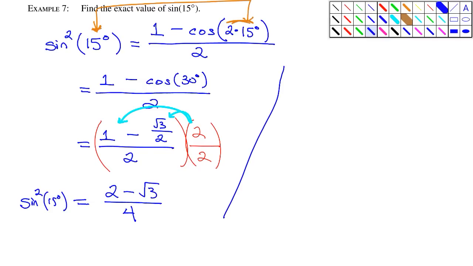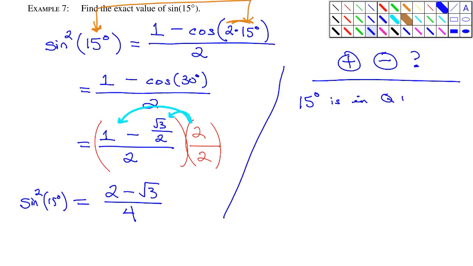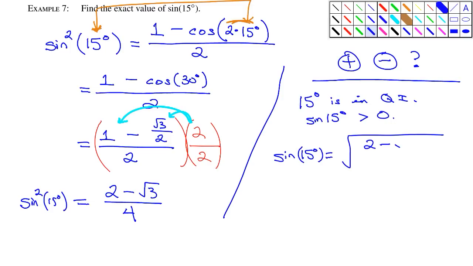Now the question is, when I take the square root, should it be positive or should it be negative? And the answer lies in the angle itself. 15 degrees is in quadrant 1. And the sine of 15 degrees should therefore be positive. So the sine of 15 degrees is going to be the square root of this number we have here, 2 minus root 3 over 4. And this square root covers everything, the entire fraction. We're going to use the positive because we're in quadrant 1. Had we been in quadrant 3 or quadrant 4, then sine would be negative, and we'd use the negative.